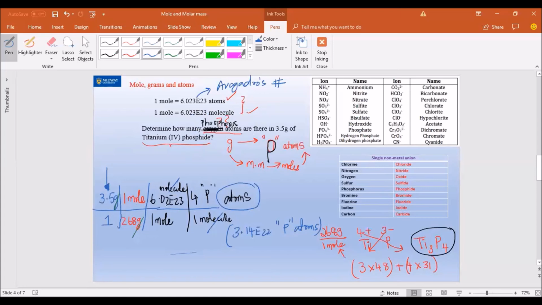And I have shown you how to set it up. You see, I'll be able to cancel everything that I don't need. I only want to be left with what I need, which is the phosphorus number of atoms. So I'm going to pause the video right here, and I'll come back with explaining the total number of atoms count problem. All right, so stay tuned.